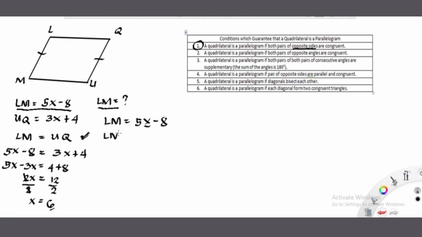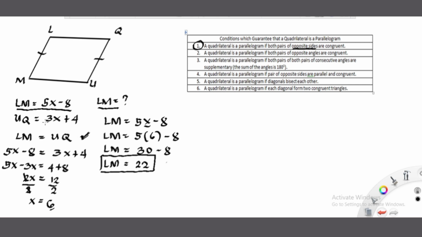So this will become LM is equal to 5 times 6 minus 8. Solve. So LM is equal to 5 times 6. The answer is 30 minus 8. Therefore, LM is equal to 30 minus 8. That is 22. So the answer is 22. It means to say that the measurement of LM is 22. And since LM is opposite to QU or UQ, it means to say that UQ is also 22.